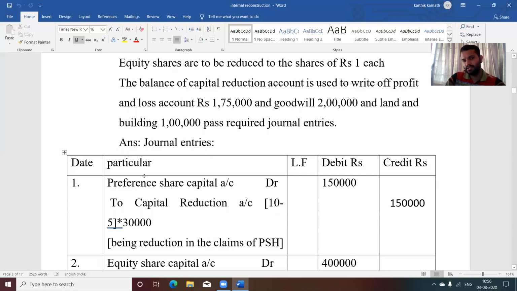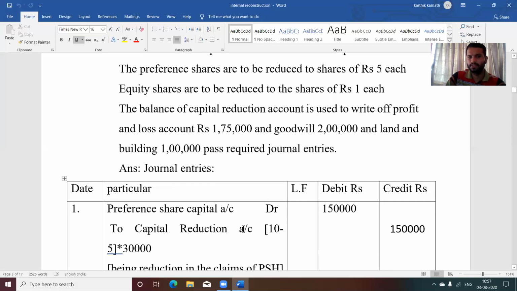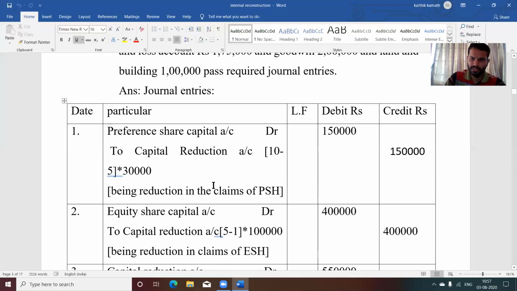Instead of passing this journal entry, you can pass one other type of entry also. In that case, what happens? Preference share capital account debit 3 lakh, to preference share capital account 1,50,000, then to capital reduction account 1,50,000. So that is about the first journal entry. Instead of that, we are directly passing preference share capital to capital reduction account.